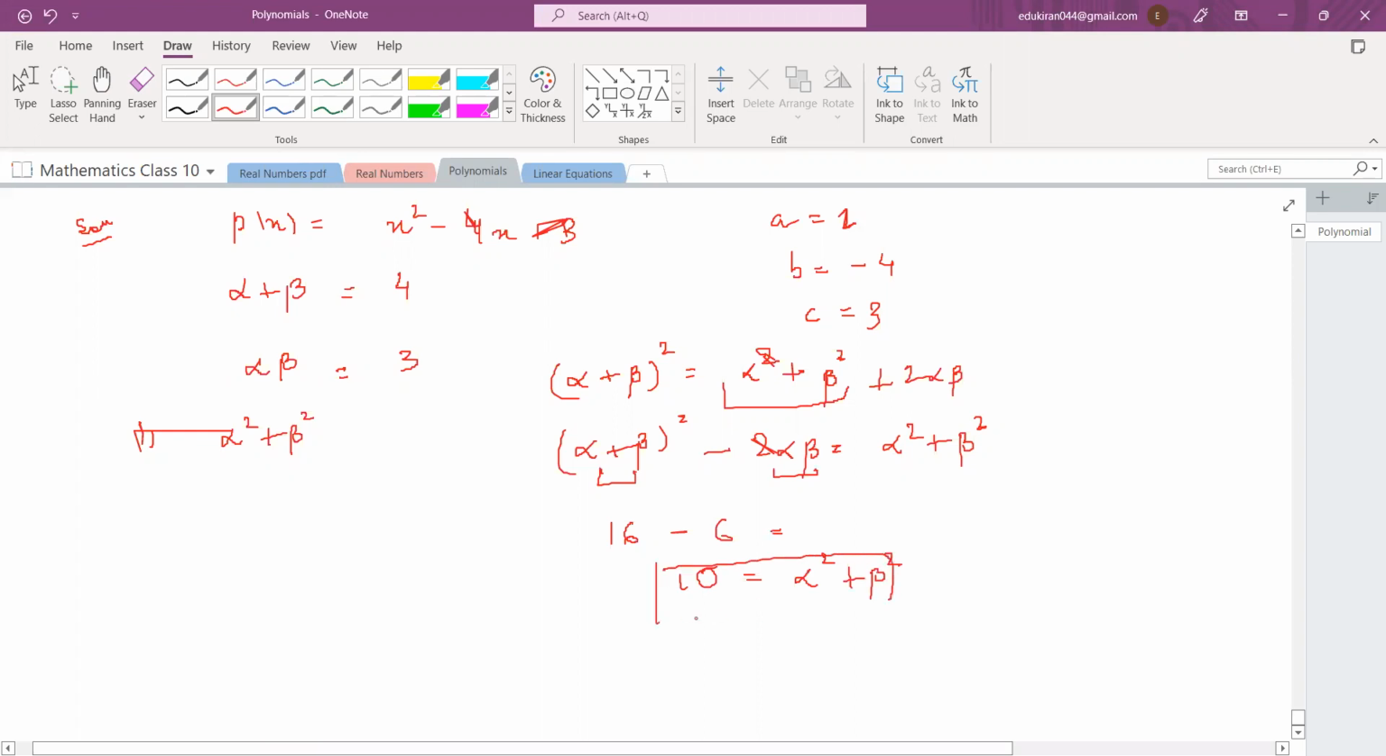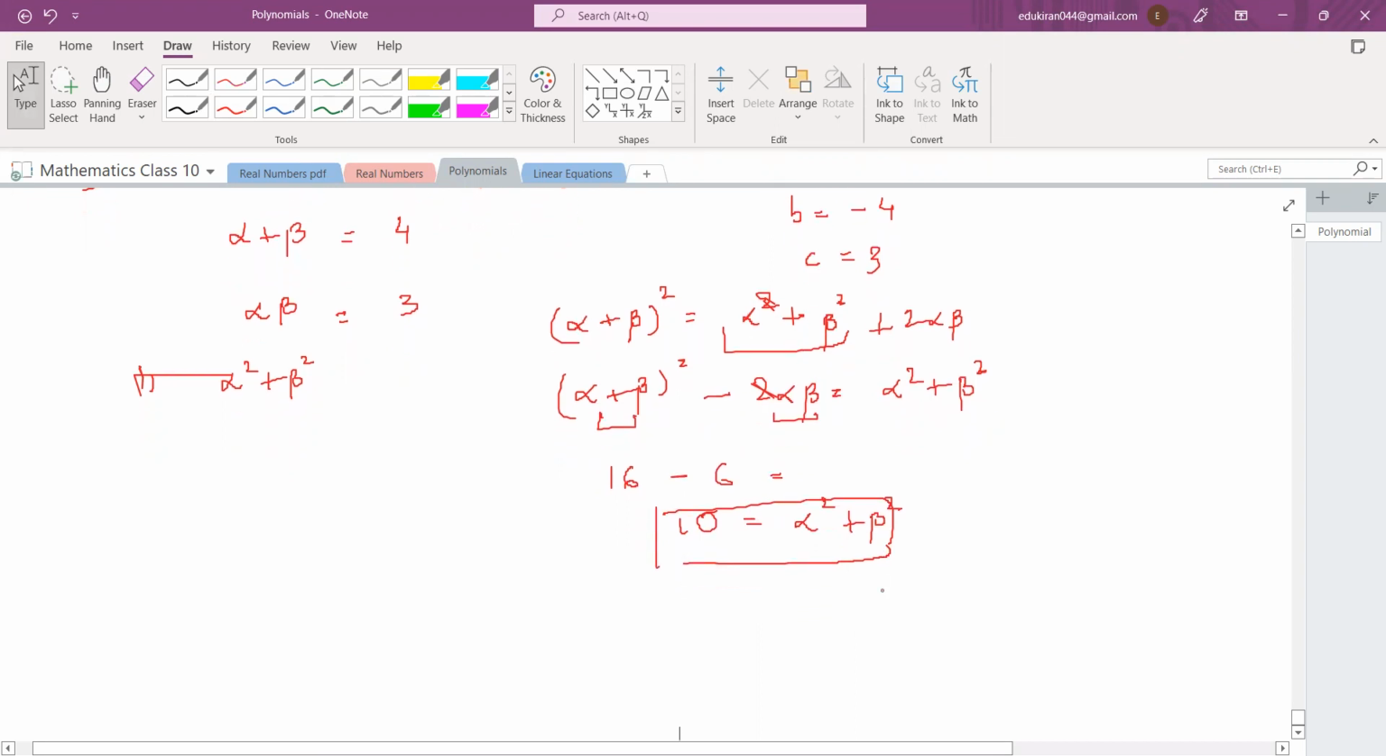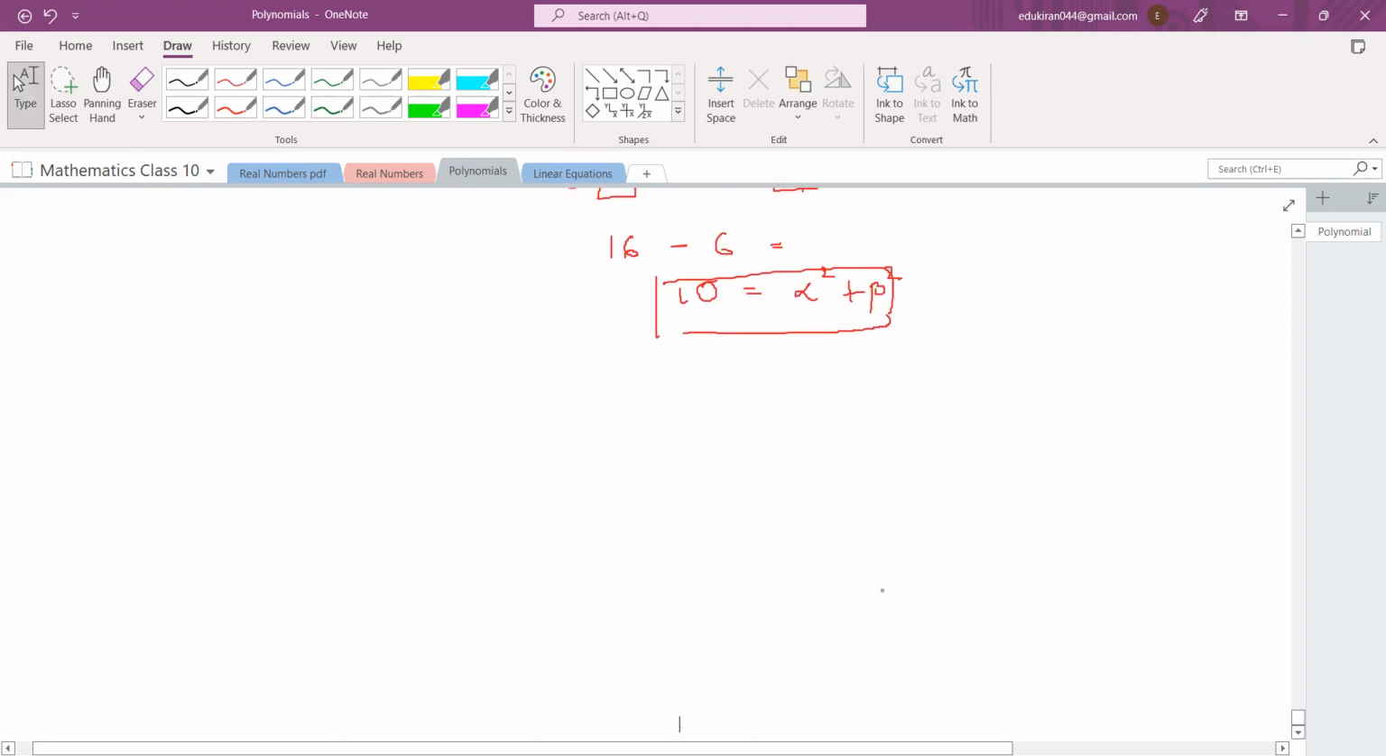Now this was easy. Now next one is a bit complicated. That is alpha square minus beta square. How will you do it? Any idea? Can you give me an idea? Identity. Okay, which identity? Alpha minus beta whole square. Yeah, but there also you get alpha square plus beta square, not the minus one. Remember?